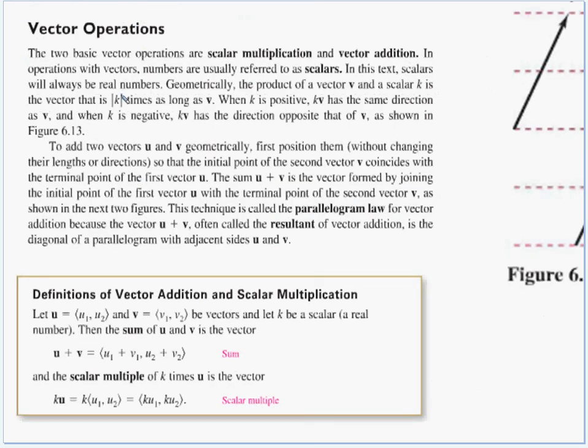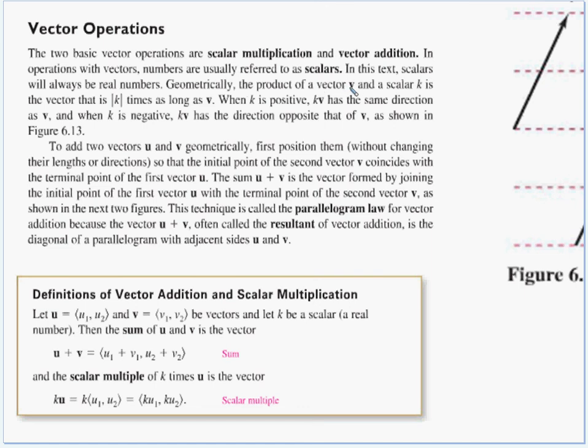Okay, some vector operations here. Two basic operations are scalar multiplication and vector addition. In operations with vectors, numbers are usually referred to as scalars, so scalar multiplication, we're just going to multiply through by a constant. In this text, scalars will always be real numbers, no imaginaries.